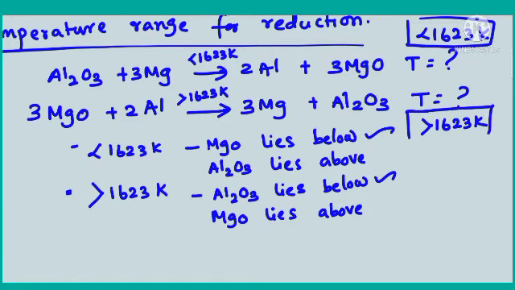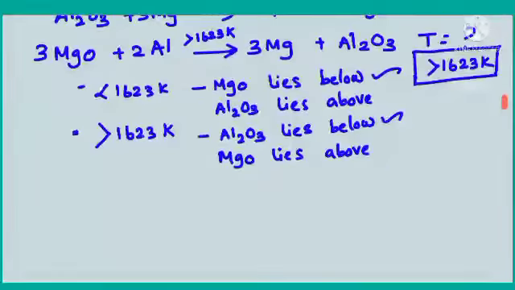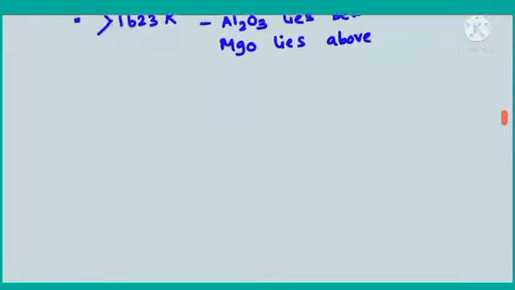Okay, right. So these are the two important applications of the Ellingham diagram: finding out the suitable reducing agent which is required for reduction of a metal oxide, as well as finding out the temperature range which is required for reduction of a metal oxide. Okay, right. We can see some more examples.